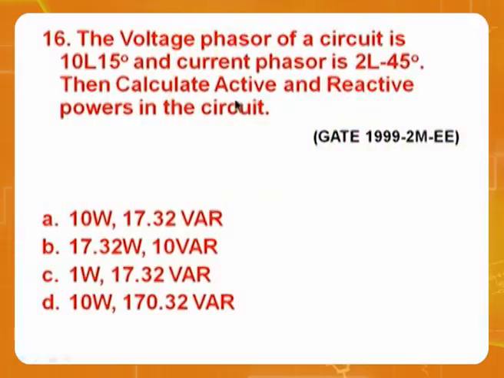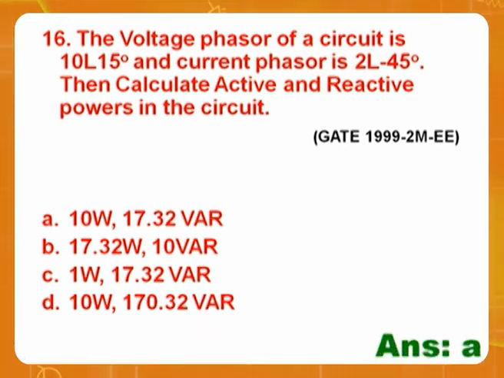For active power we say watts. For reactive power we say VAR. So you look at those units. Look at the options given also. Active power he has given in watts. Reactive power he has given in volt amperes. Right?